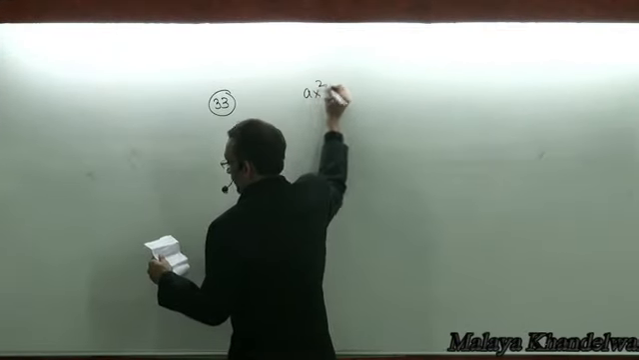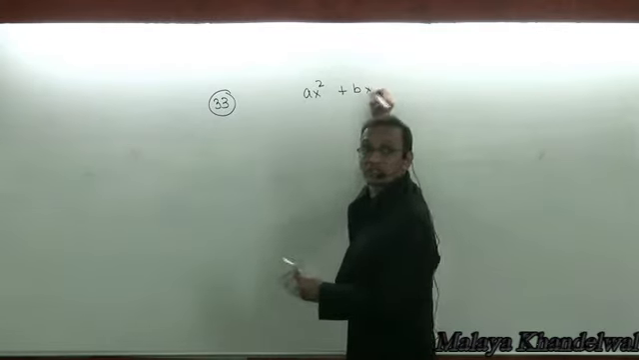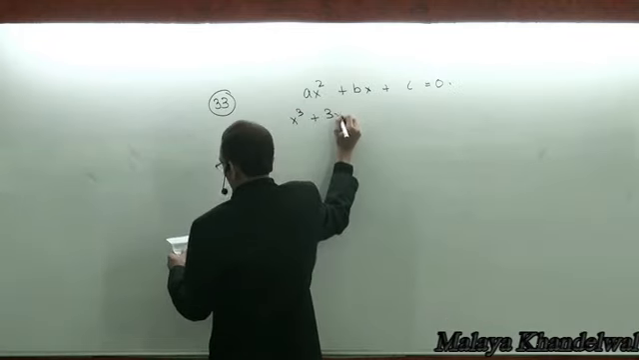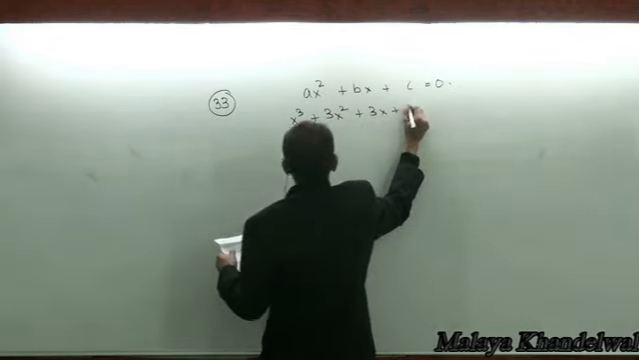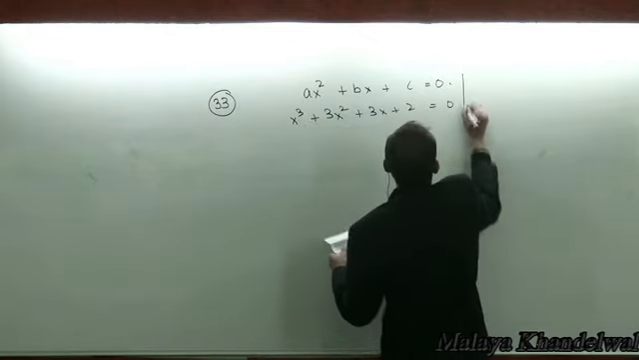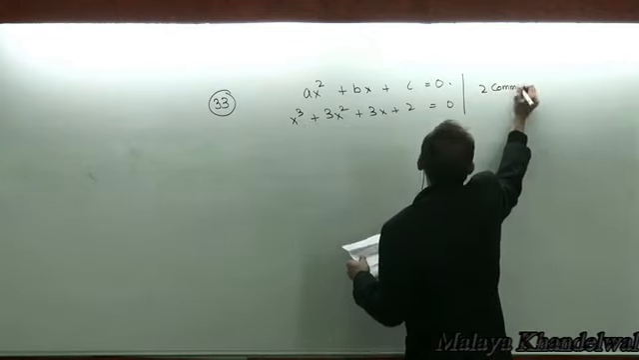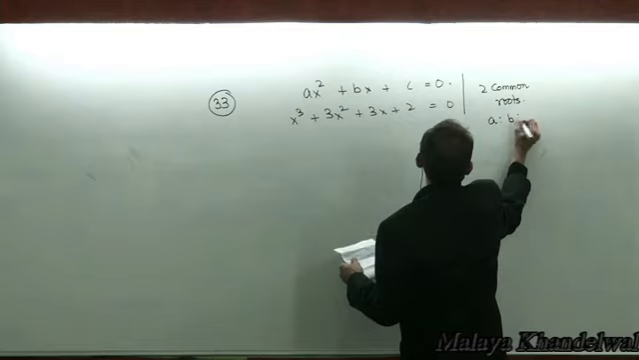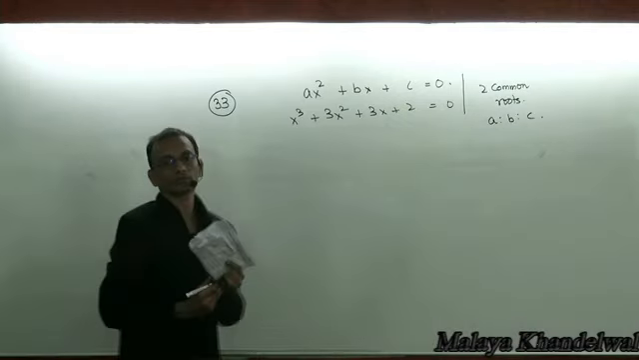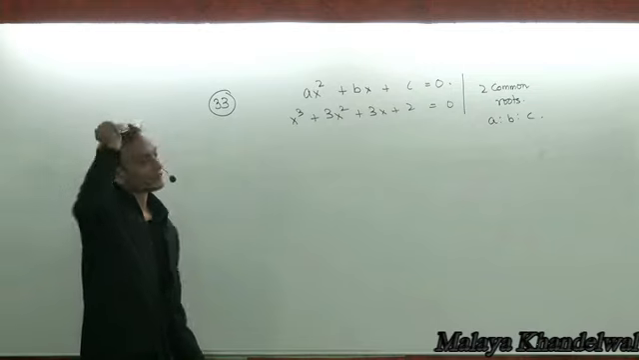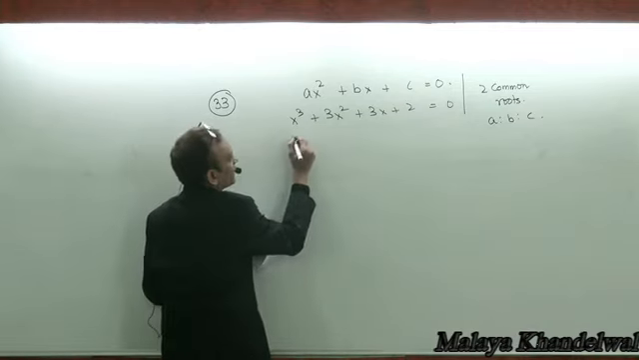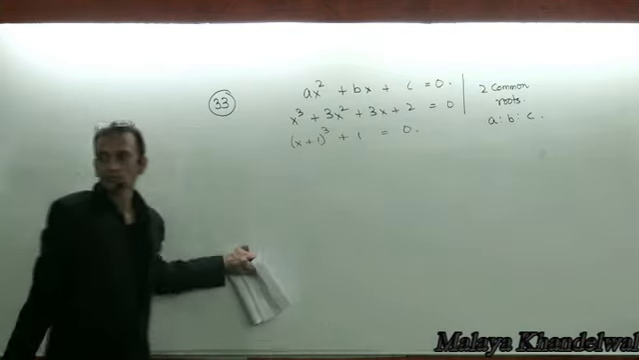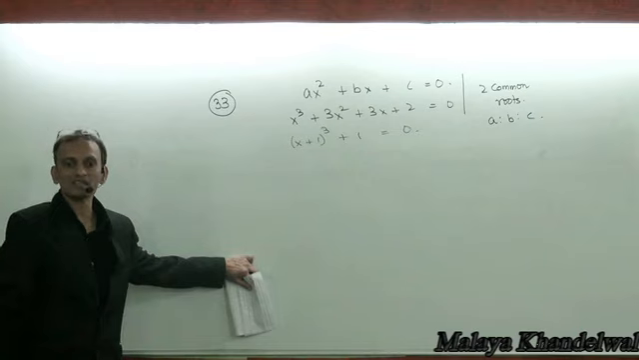These equations, ax squared plus bx plus c equal to 0 and x cubed plus 3x squared plus 3x plus 2 equal to 0 have two common roots. a, b, c are real numbers. We want to find a is to b is to c. Okay. Now, this I can write as x plus 1 whole cube plus 1 equal to 0. Yes or no?